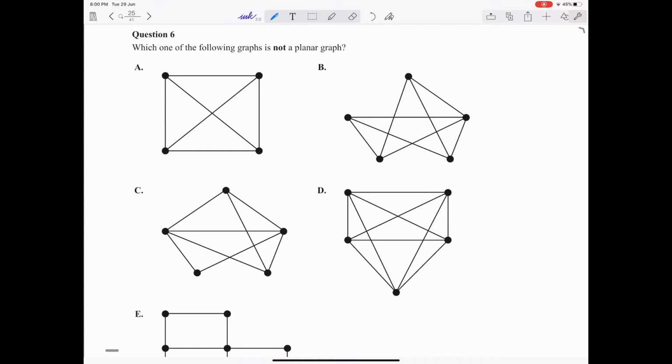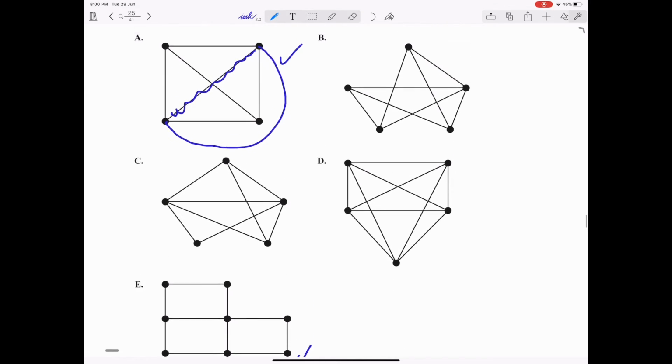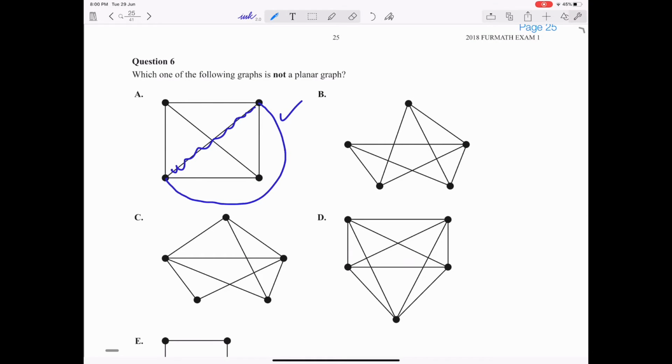Question 6, which one of the following graphs is not a planar graph? You should know the definition of planar: a graph that can be drawn so none of the edges meet or cross over each other. For example, looking at option A, we can actually redraw this graph so that none of the lines cross over, so that would be a planar graph. We obviously know that E is a planar graph, so we took that off. Let's take a look at C. We know that C is planar because if we get rid of these 2 lines and draw them across like that, the graph has no lines that cross over each other. So C is also planar.